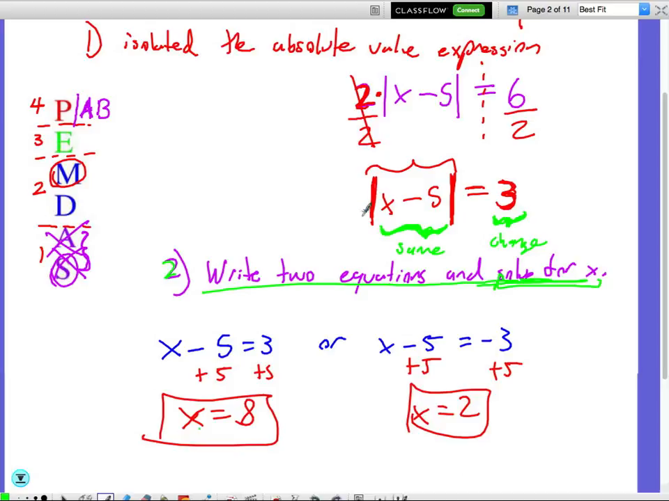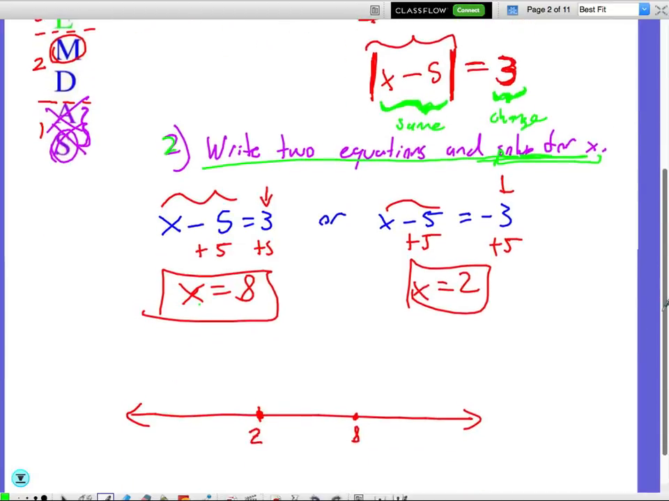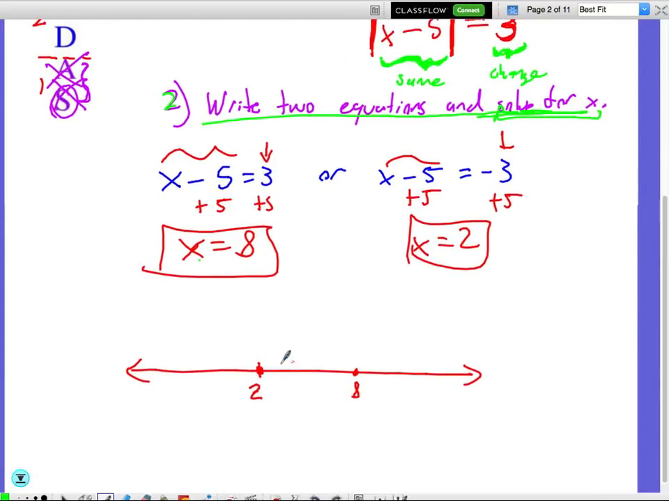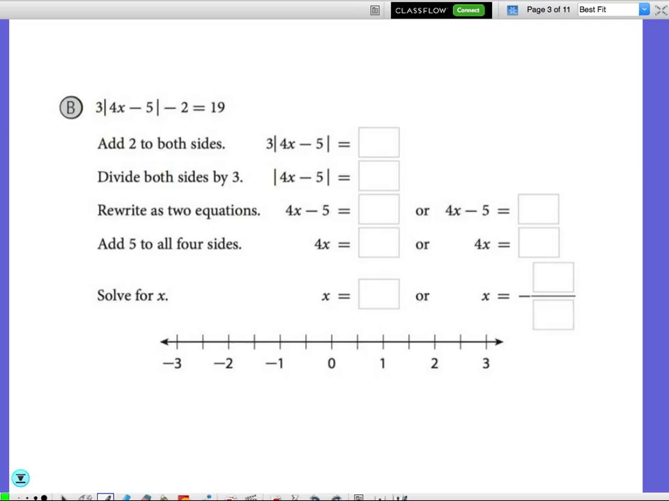Now, a lot of my students make this mistake. When they write the 2 equations, they include the absolute value. Step 2 is where you get rid of the absolute value. So you go from one absolute value equation into 2 equations without those vertical lines. And just remember, this stays the same inside the absolute value. This is where the sign changes. Positive 3, negative 3. And then once you have your 2 solutions, you graph them on the number line.